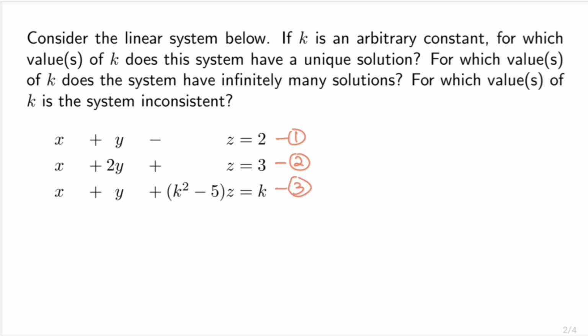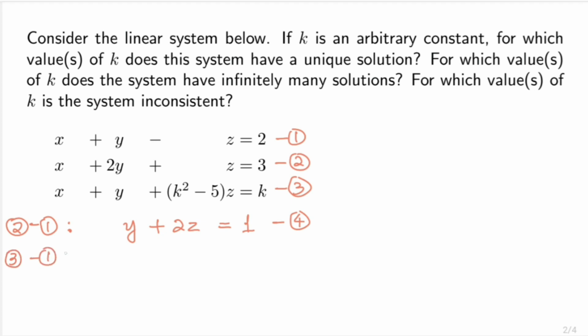equation 1 from equation 2. What does that give us? So equation 2 minus equation 1 gives us 2y minus y, that's y. Then we have z minus z, so that gives us 2z. Then we have 3 minus 2, that's 1. So that gives us a new equation. We can call that equation 4. Then we subtract equation 1 from equation 3. Let's see what that gives us.